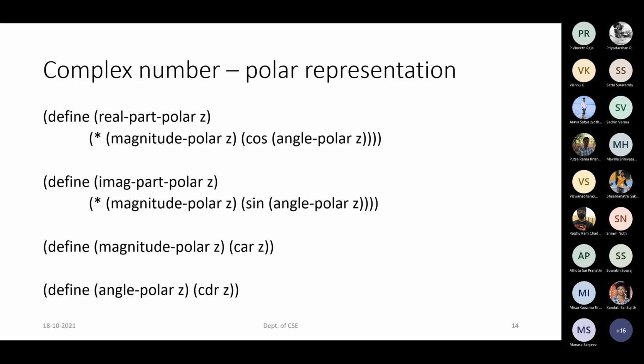Similarly, we have to define the procedures for the complex number if it is in the polar form. So when your content is in the polar form, we use the same name, but the tag attached is polar instead of rectangular. So the complex number we have defined is now in the polar form.